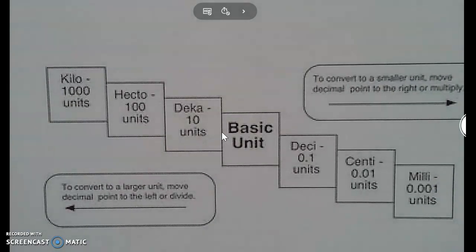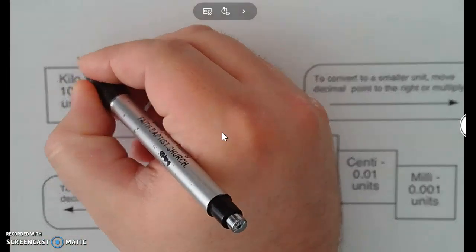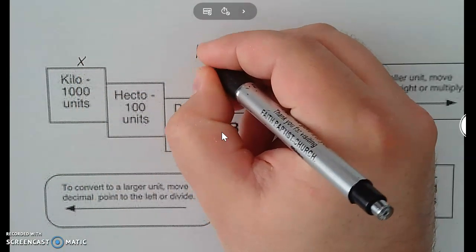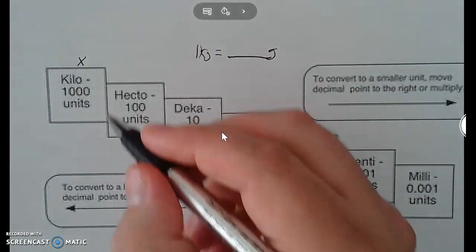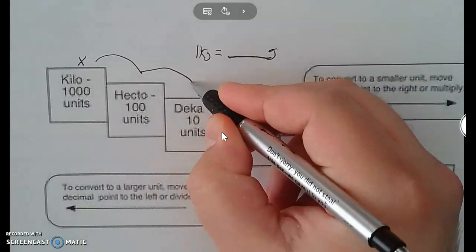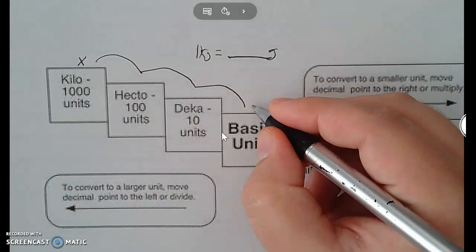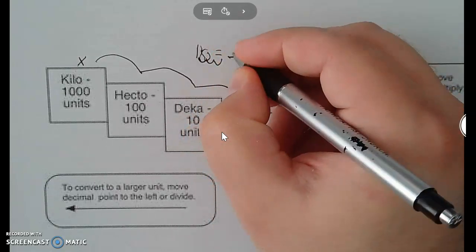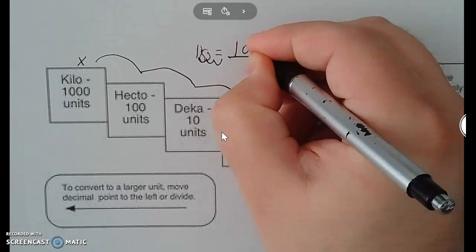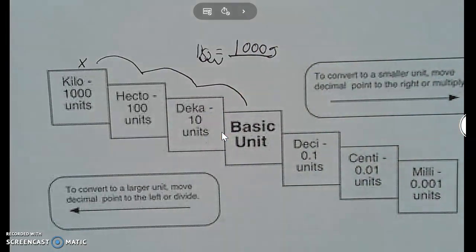Here's that same staircase. I'm going to include this document for you guys as well. Okay. So grams is a base unit. Kilograms is here. I'm going from 1 kilogram to blank grams. 1, 2, 3 to the right to get there. It says that 1 kilogram, as we already know, is 1,000 of the base unit, 1,000 grams, right? And I just proved it with the conversion.